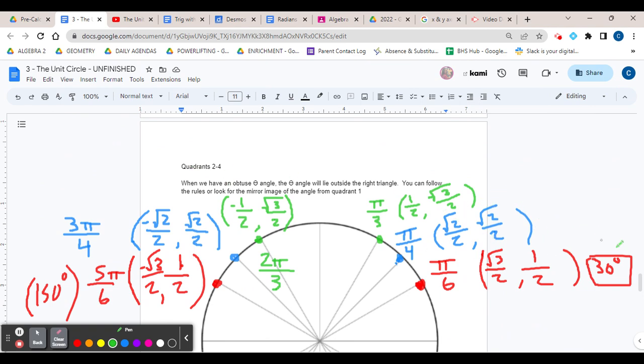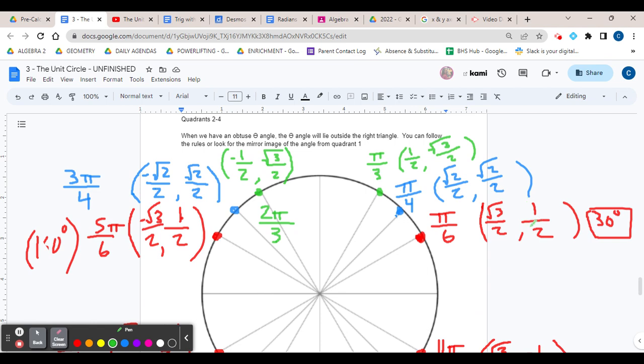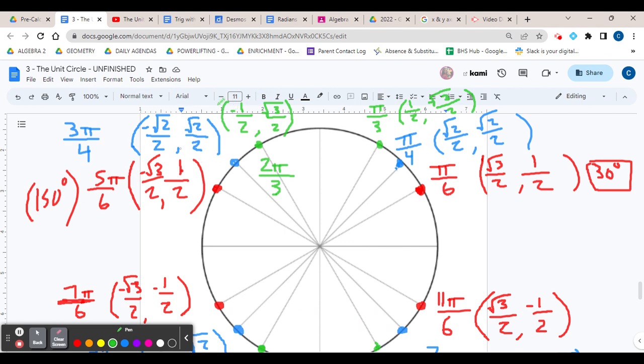And then for quadrants 2 and 4, we can kind of copy these numbers along here to here and just see, okay, well, from here to here, the x values change to negative, the y values stay the same. Okay. Well, from quadrant 2 to quadrant 3, the x values stay the same, but now the y's become negative. Quadrant 3 to quadrant 4, the x values become positive again. The y values stay negative.